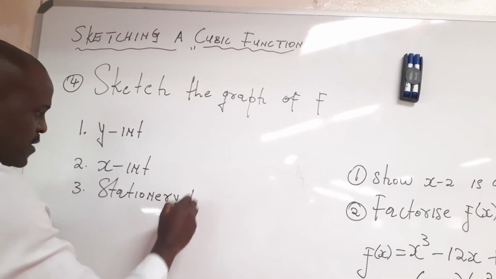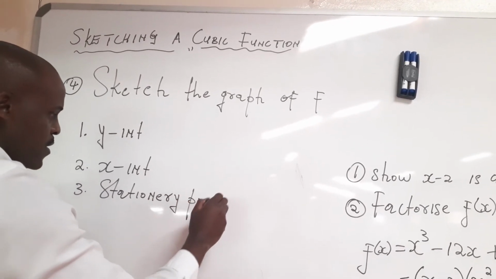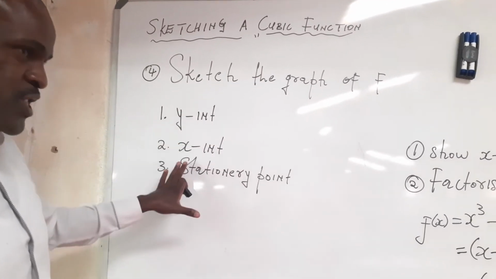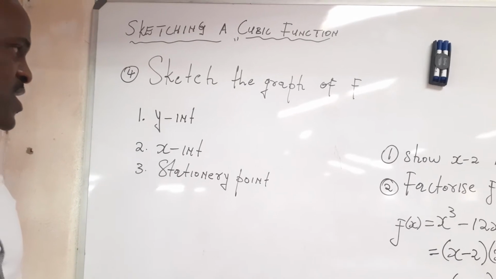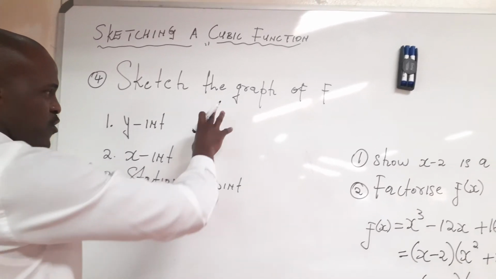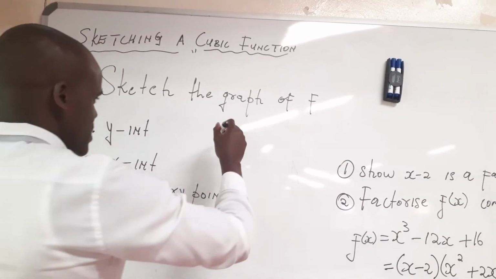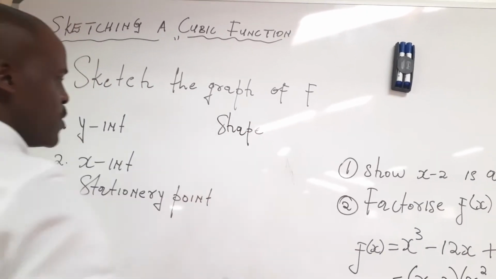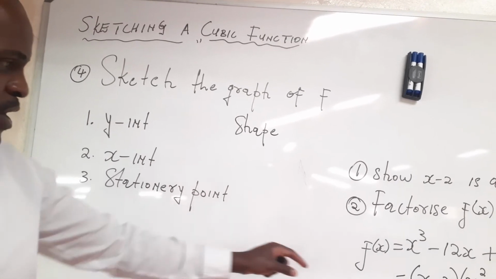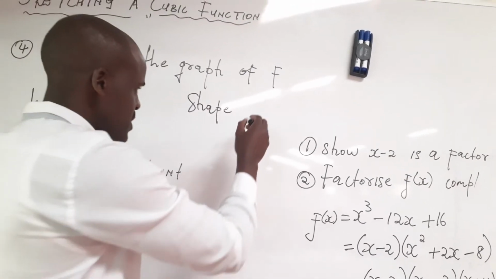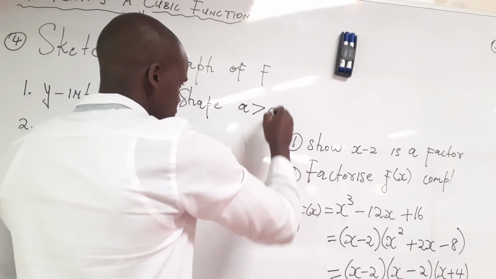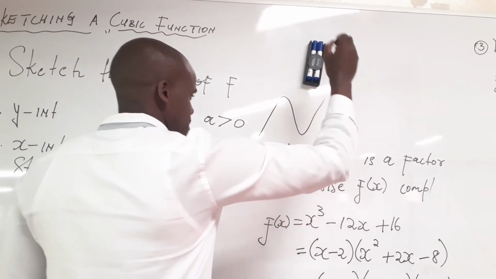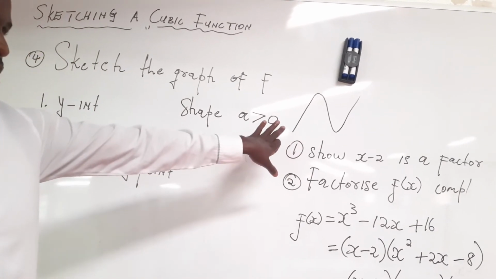The stationary point. So once you have this, you can sketch your graph. And remember that the other thing that is important when you talk of sketching a graph is the shape of the graph. So the shape of this function, when you look at the value of a, is greater than 0. That means the shape is an increasing function. That's how the shape will be looking like.